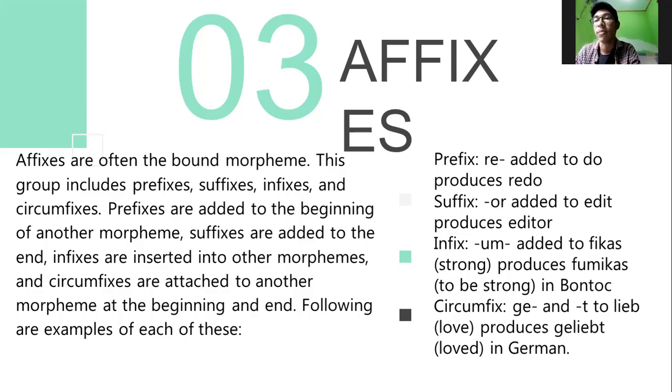So you can see from the next part, which is the example of what I have explained before. Prefix, re, added to do produces redo. Suffix, or, added to edit produces editor. Infix, um, produces fumikas, which means to be strong in Bontoc language. And then circumfix, ge and t, added to lieb, which means love, produces geliebt, which means loved in German. Next.